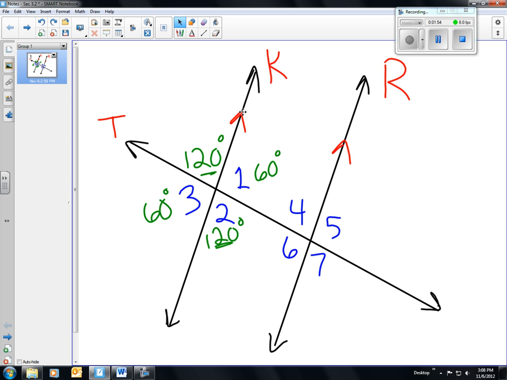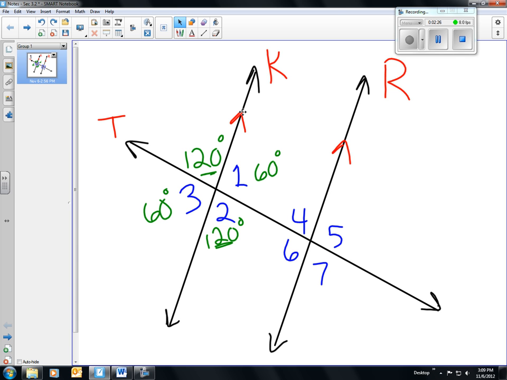Then what the consecutive interior angles theorem is saying is, since line K and line R are parallel, then we can say that consecutive interior angles, meaning angles 1 and 4, or angles 2 and 6, those two are going to add up to 180 degrees, or they'll be supplementary. So supplementary meaning two angles that add up to 180 degrees.